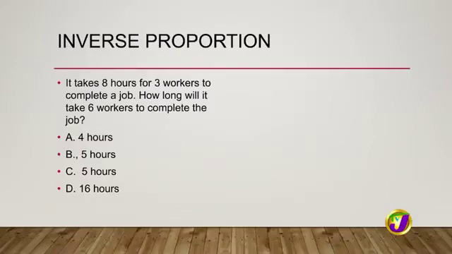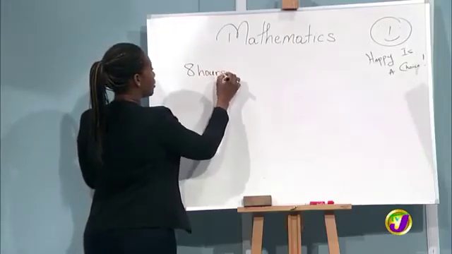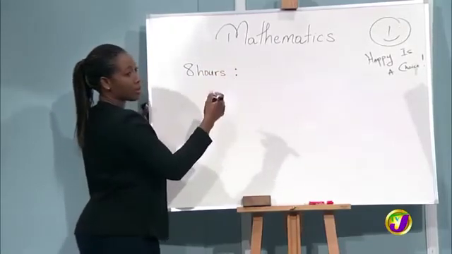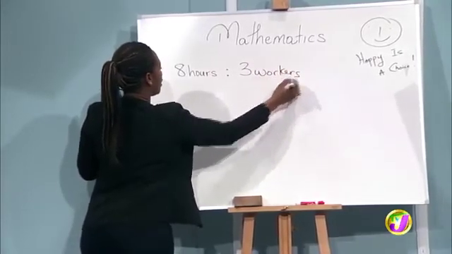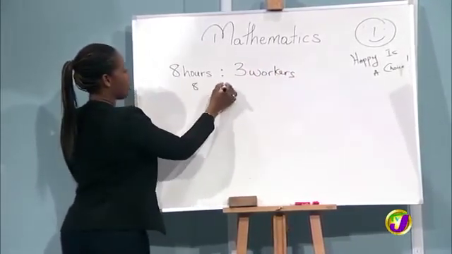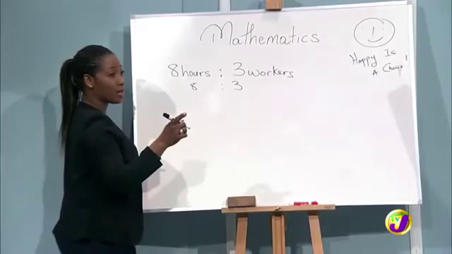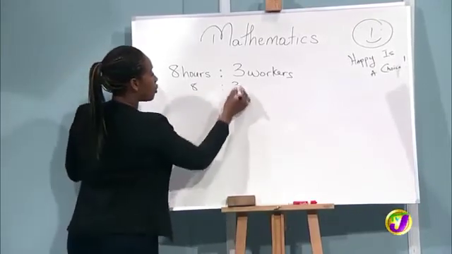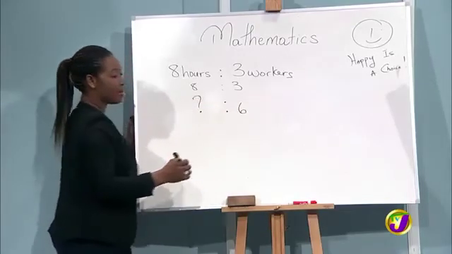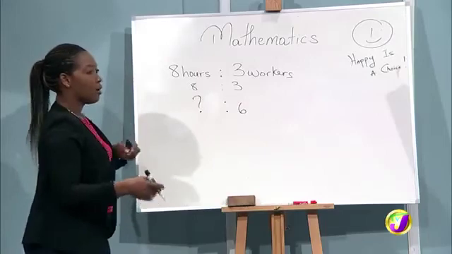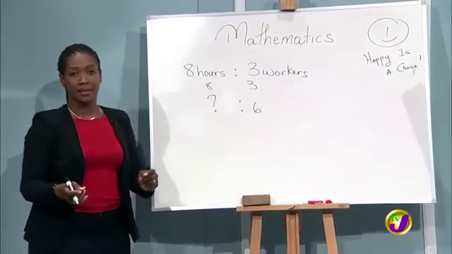So let us look. We have 8 hours. And you can put in the categories or the type of quantity, the numerical quantity you're referring to. So you have 8 hours to 3 workers. So that ratio would be 8 to 3. It says, how long would it take if you had 6 workers to complete the job? So workers, you put the 6 on that side. You are trying to determine the time it will take 6 workers. Now, right away, you should realize that there is what relationship between 3 and 6?